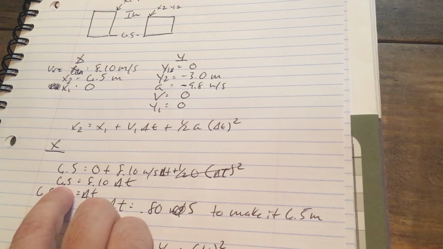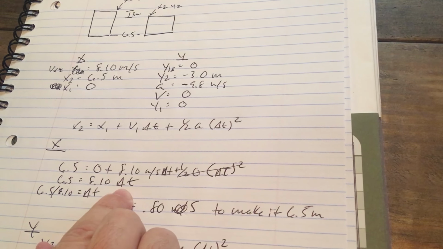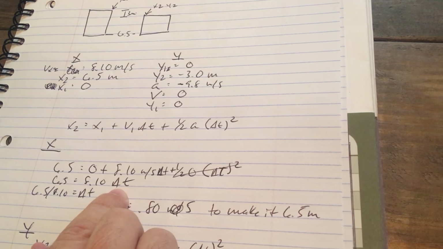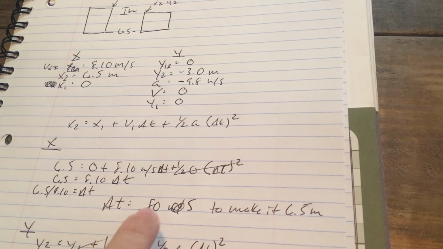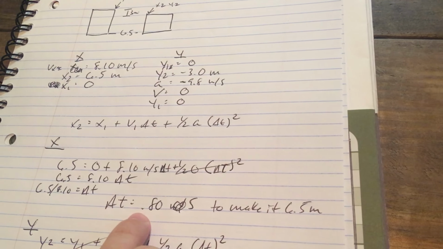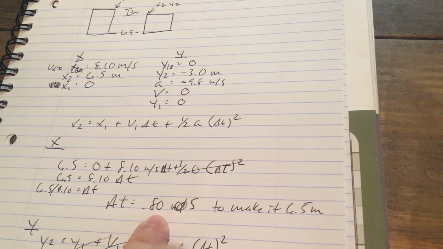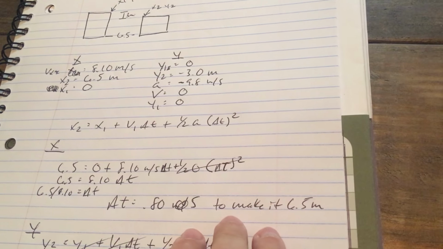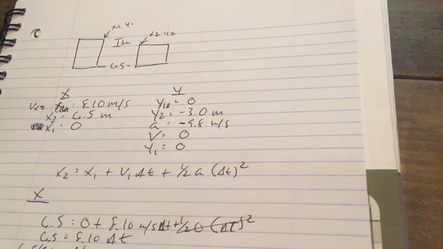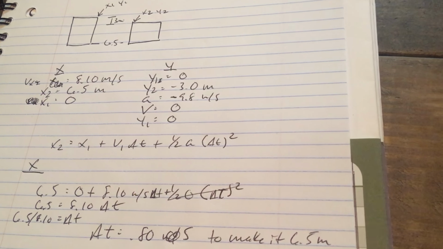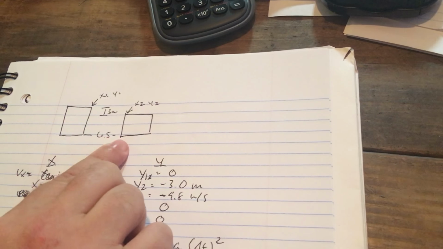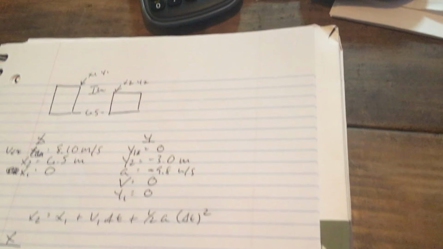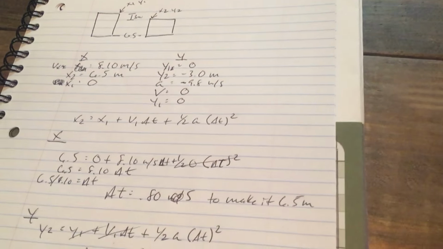So we come here. That's what we're left with after we eliminate the other half of the equation. Divide, and we get delta t of 0.80 seconds. So that's how long it's going to take us when we're running at a speed of 8.10 meters a second to make it horizontally this way. So to cover this distance, we got to have 0.80 seconds.